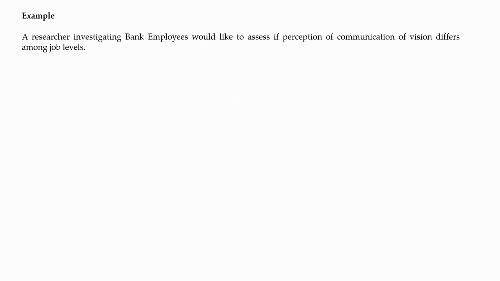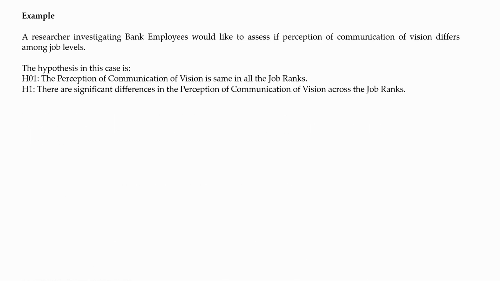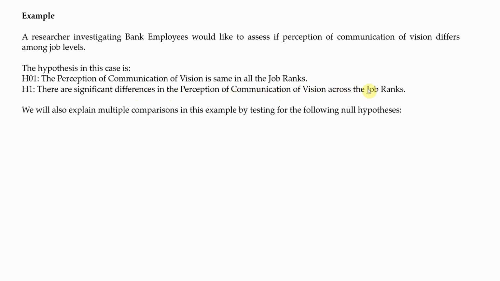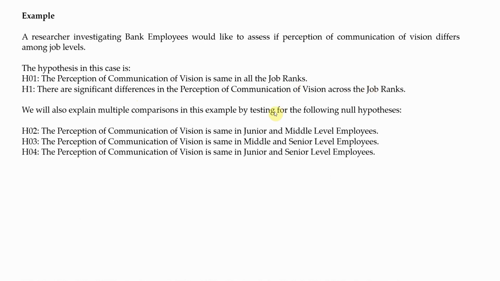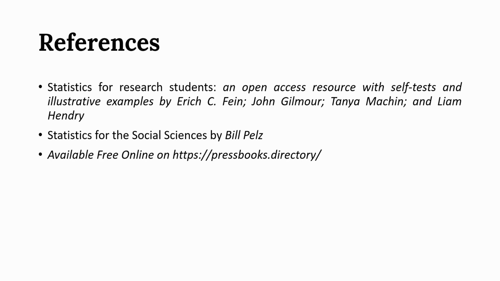Now, in our example, a researcher is investigating bank employees and whether their perception of how the vision is communicated differs between different job levels. My hypothesis is the perception of communication of vision is the same across all job ranks. That is my null hypothesis. My alternate is there are significant differences in the perception of communication of vision across the job ranks. I can have multiple hypotheses whereby I compare each of the job ranks. Once this hypothesis H1 is supported, then only I am going to look at these other hypotheses, whereby I make individual comparisons. Here are the books that you can refer to learn more about one-way ANOVA.